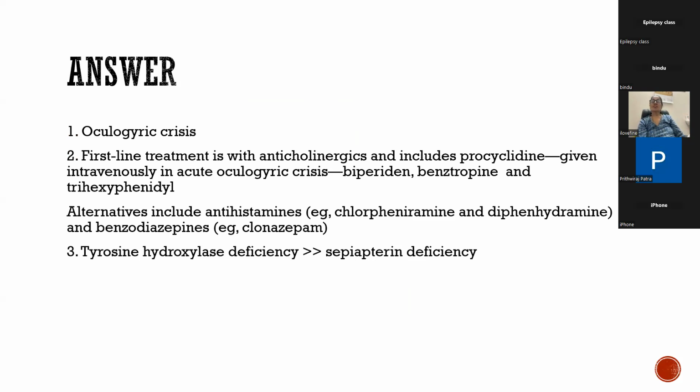The other options include biperiden, benztropine, and trihexyphenidyl. The alternatives include antihistamines like chlorpheniramine and diphenhydramine. So the other question was two genetic conditions associated with oculogyric crisis. So this is more common with tyrosine hydroxylase deficiency, more than sepiapterin reductase deficiency.